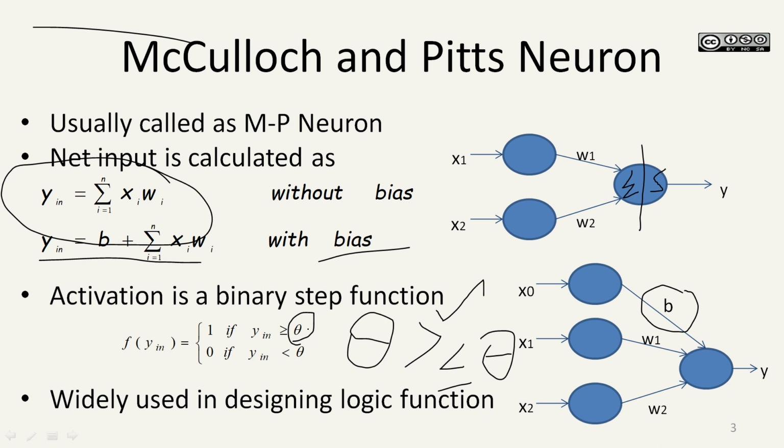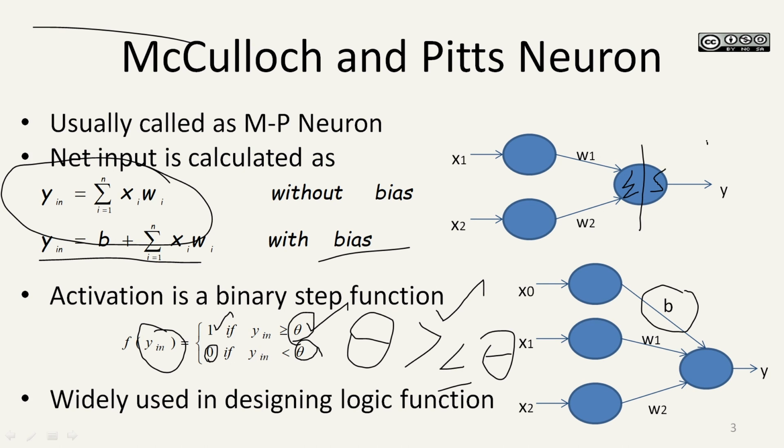If the net input value, that is the Y_in value, is greater than or equal to the theta value, then the output produced by the neuron should be 1. In case the net input produced by the network is less than the theta value, then the output is going to be 0. This is what the McCulloch and Pitts neuron model is all about.